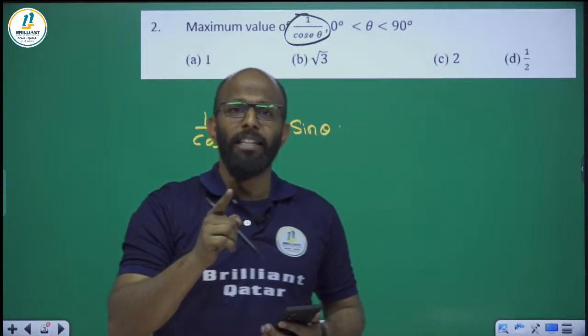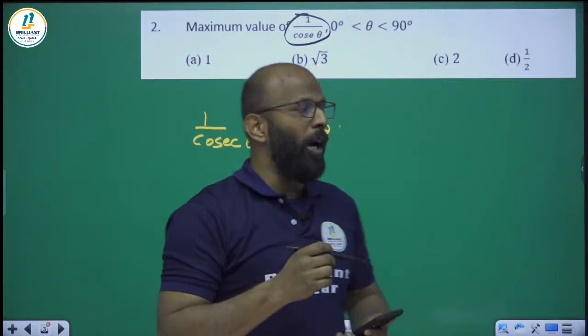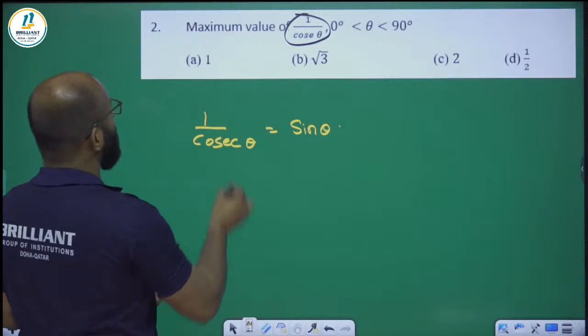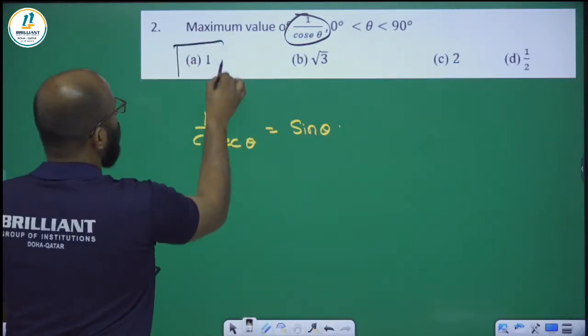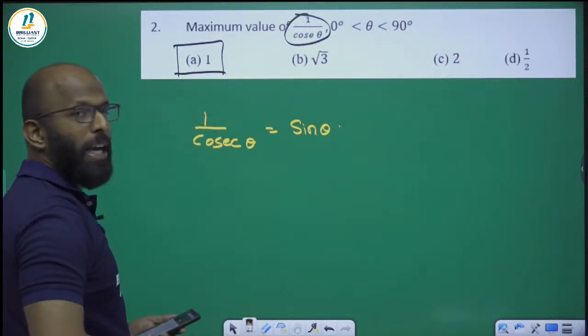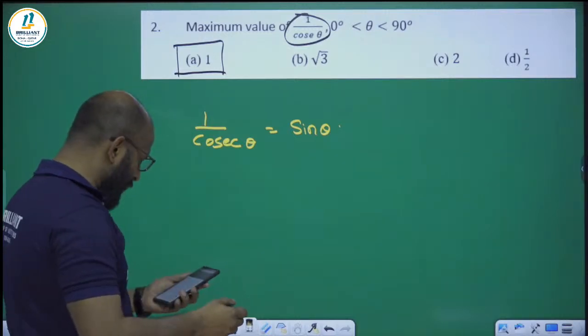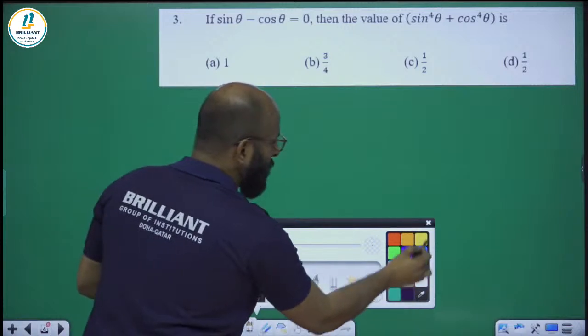You know that the maximum value of sin theta is 1 and the minimum value is minus 1. So without doing any calculation, we can find our answer: the maximum value of 1 by cosec theta is 1. Very good. Now we can move to the next question, the third question.